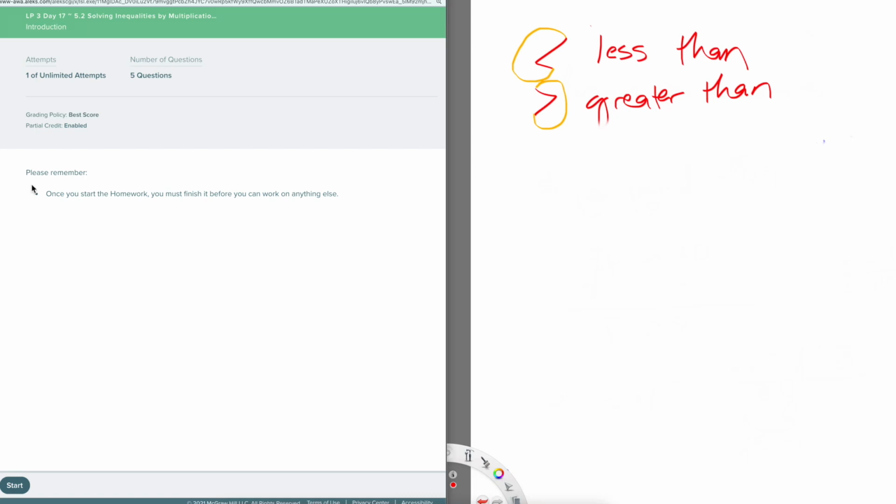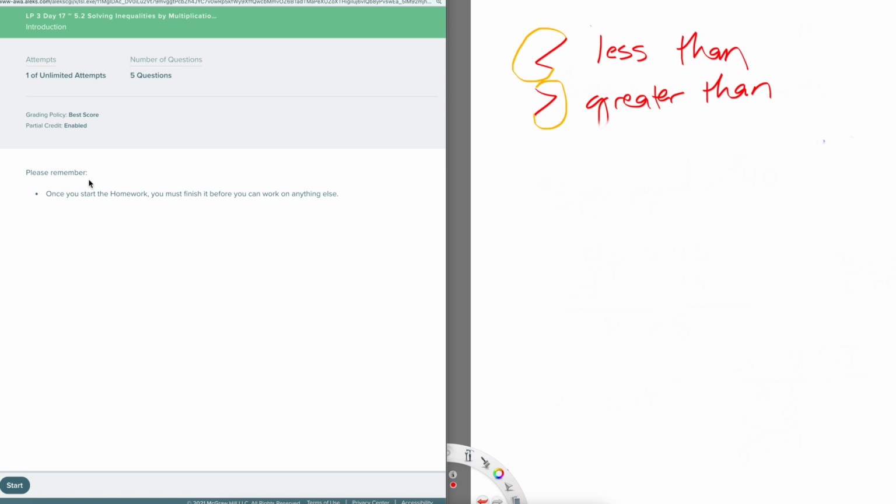Welcome to Chapter 5, Section 2, Solving Inequalities by Multiplication and Division. So, Section 1 was all about addition and subtraction. And when we solve inequalities with addition and subtraction, we solve them the exact same way. So this one's going to introduce a new rule because it's inequalities with multiplication and division.